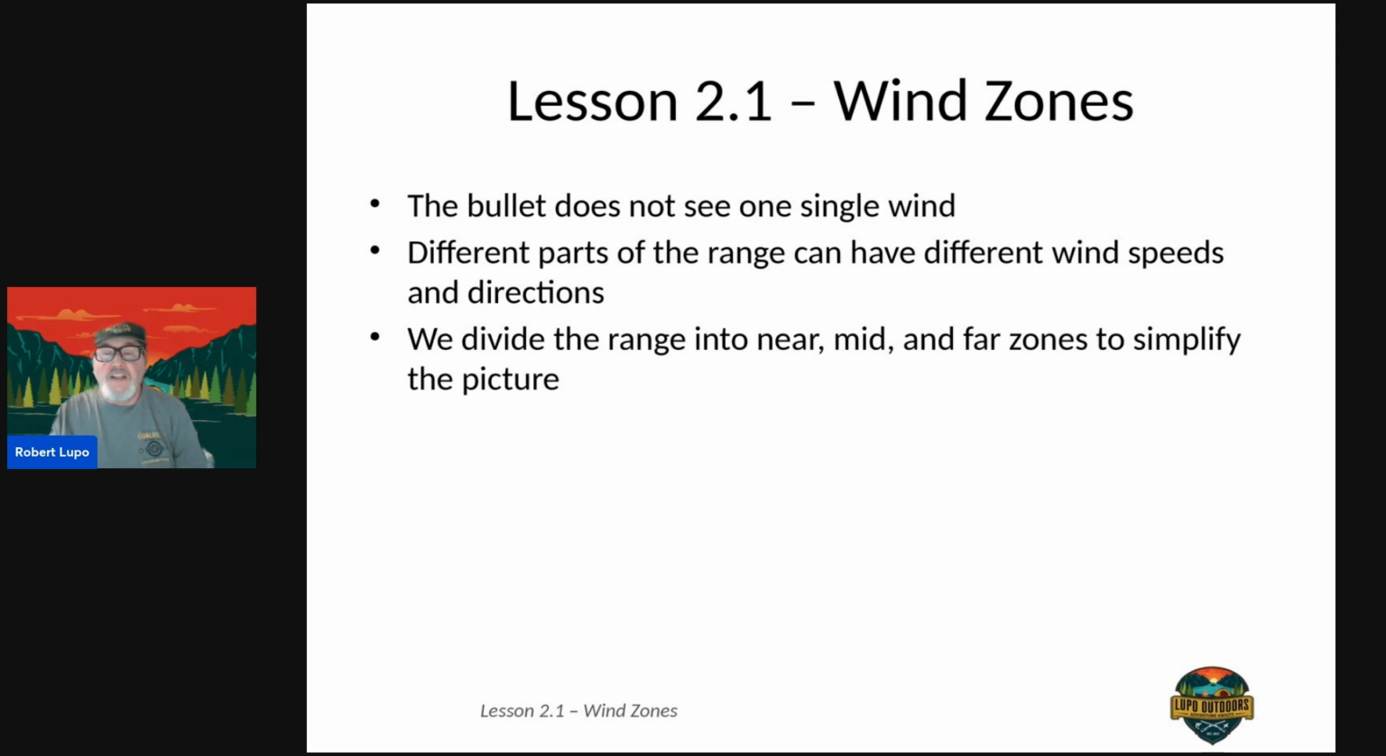The bullet is not flying through one single wind the whole way. It's passing through different layers and pockets of air. Sometimes the wind at your muzzle is calm, but halfway to the target, it's rippling. Other times, the wind might be light along most of the path, but strong and weird next to the target. To make this easier on your brain, we divide the range into 3 simple zones: near, mid, and far. That way you can read each zone and decide which one matters most for your shot.